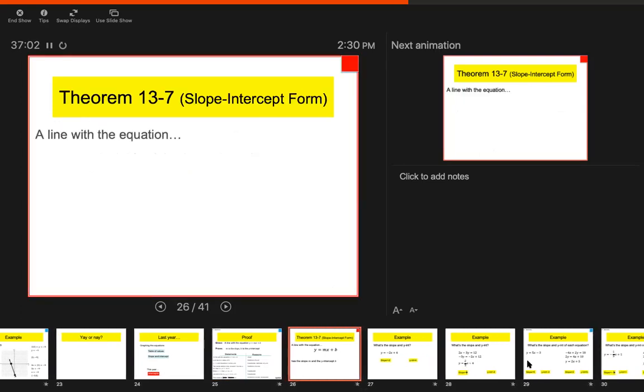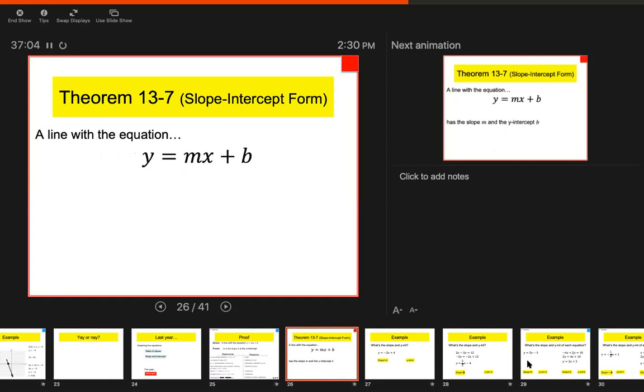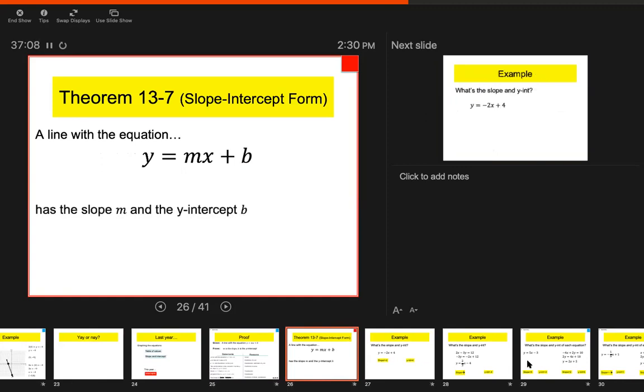Okay, so that's 13.7. If you have an equation that's linear, x to the first power, that looks like this, then we call that slope-intercept form, where m is defined as the slope and b is defined as the y-intercept. This is the one we used so many times last year in Algebra 1.